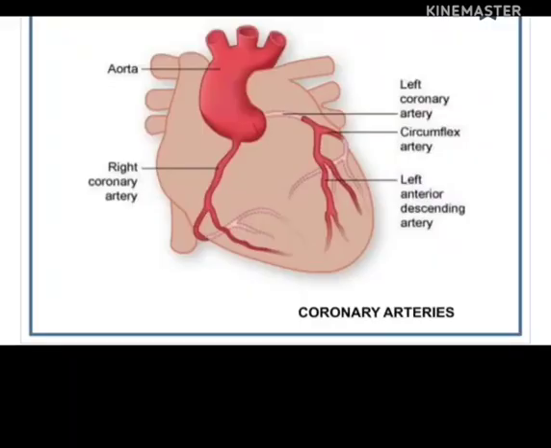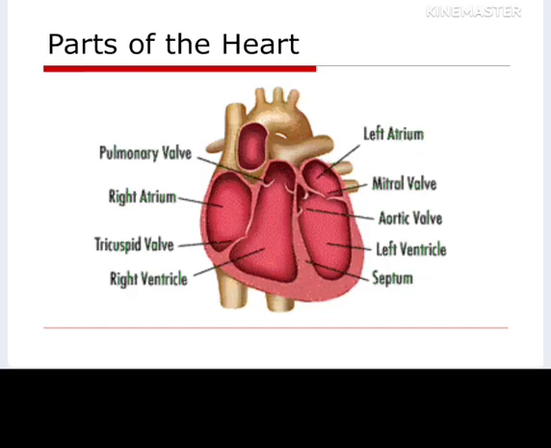Next is the diagram of the coronary arteries. You can see here the biggest part is called the aorta, then the right coronary artery, left anterior descending artery, left coronary artery, and circumflex artery. Now we'll discuss the parts of the heart which we already discussed, like the pulmonary vein, right atrium, tricuspid valve, and right ventricle. You can see the position of all the valves and atria.